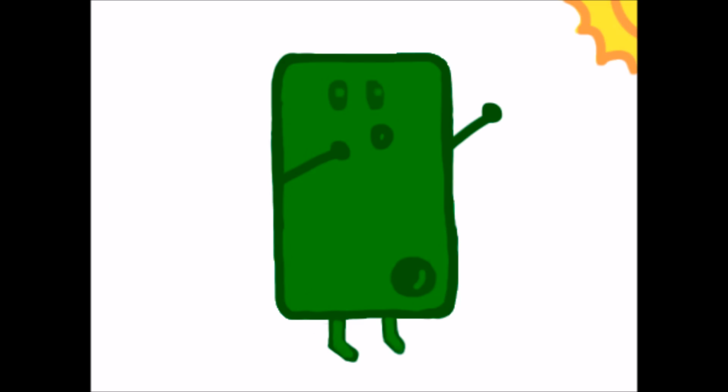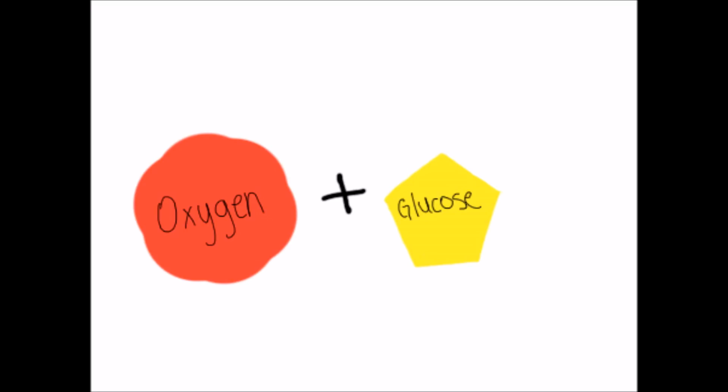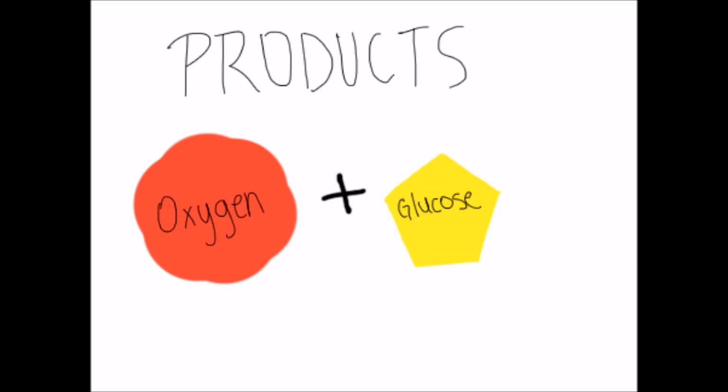In order to capture sunlight, Plantel uses a pigment called chlorophyll, which is found in the chloroplast. With the captured sunlight, water, and carbon dioxide, Plantel is able to produce oxygen for other living things around her and glucose to feed the plant.